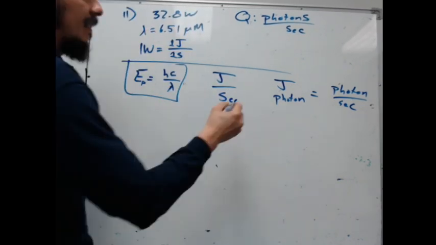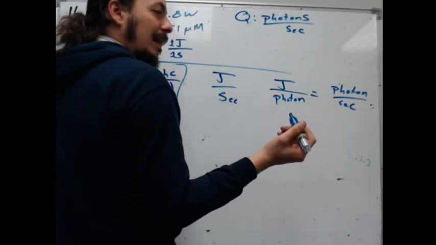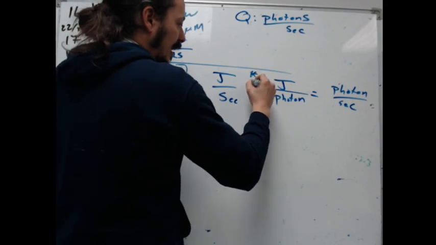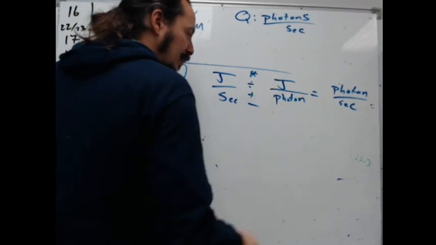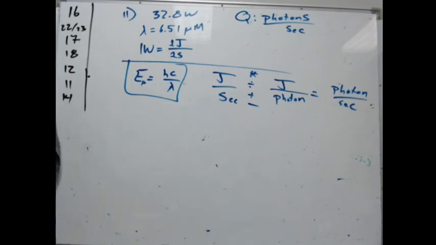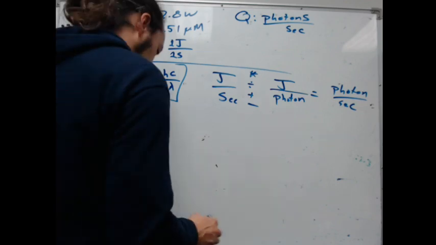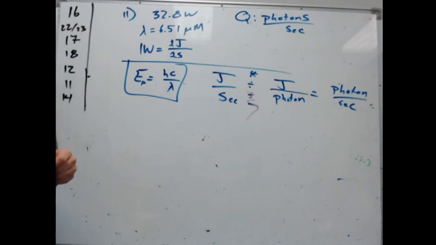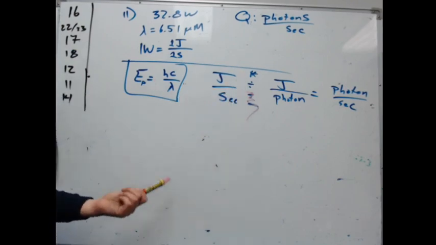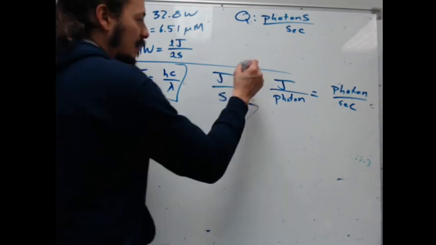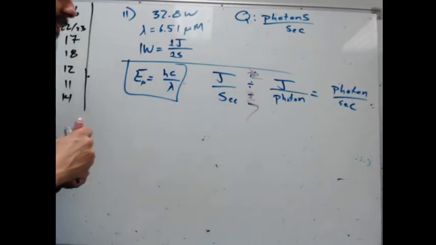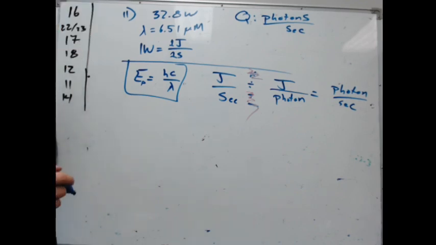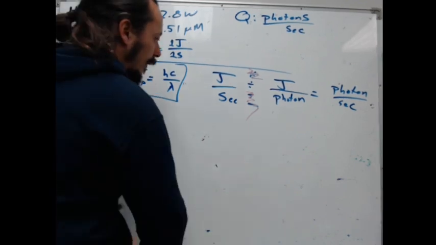So we can think about what mathematical operation is going to get us there. We can think multiply, divide, add, subtract. Addition and subtraction isn't going to make sense. That only works when the units are the same, and these are not the same units. So those are bad choices. And if we multiplied, we would end up with joules squared per second photon. I don't know what that would mean, so that's a bad choice as well.